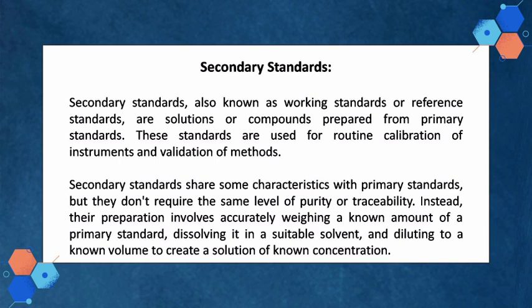Secondary standards. Secondary standards, also known as working standards or reference standards, are solutions or compounds prepared from primary standards. These standards are used for routine calibration of instruments and validation of methods. Secondary standards share some characteristics with primary standards, but they don't require the same level of purity or traceability. Instead, their preparation involves accurately weighing a known amount of a primary standard, dissolving it in a suitable solvent, and diluting to a known volume to create a solution of known concentration.